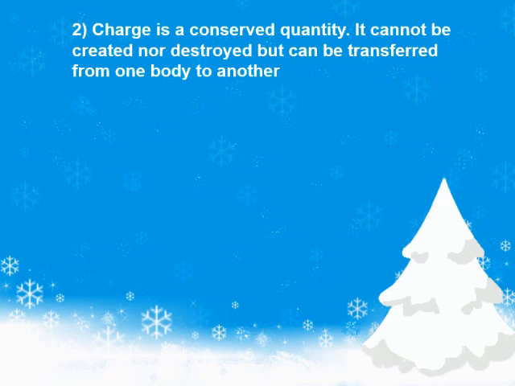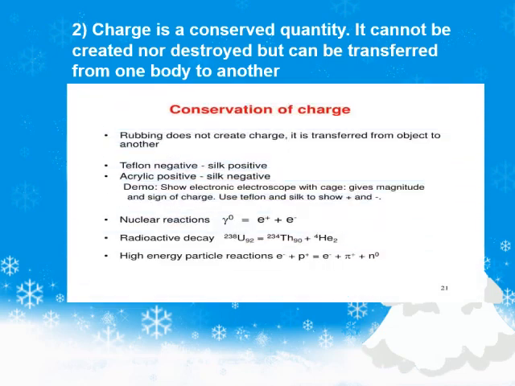Now, charge is a conserved quantity. It cannot be created nor destroyed, but can be transferred from one body to another body. We all are familiar that rubbing produces charge, but rubbing does not create charge. It is transferred from one object to another object. For example, in case of Teflon and silk, when we rub Teflon with silk, then extra charges from silk are transferred to the Teflon, and as a result, silk gets positive charge while Teflon gets negative charge.